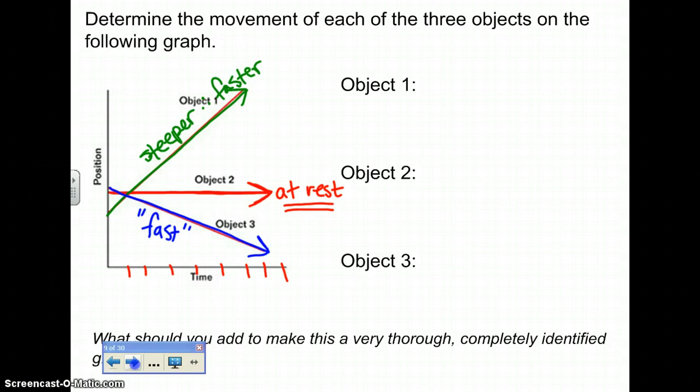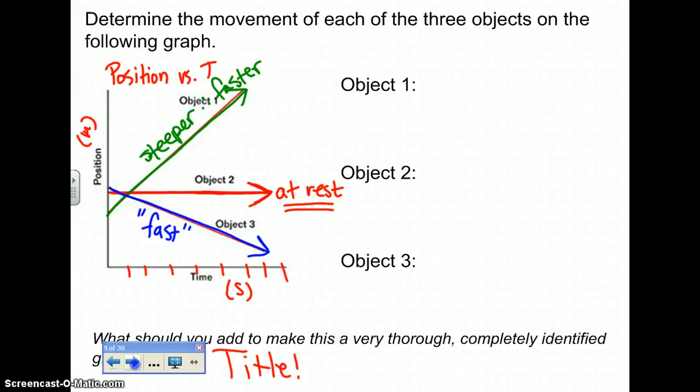What should you add to make this a very thorough, completely identified graph? What's missing? You got your labels over here, meters and seconds, but most importantly, don't forget to add that title, always, always. Y-axis versus x-axis. So title this graph, please. Position versus time. Very good, guys.